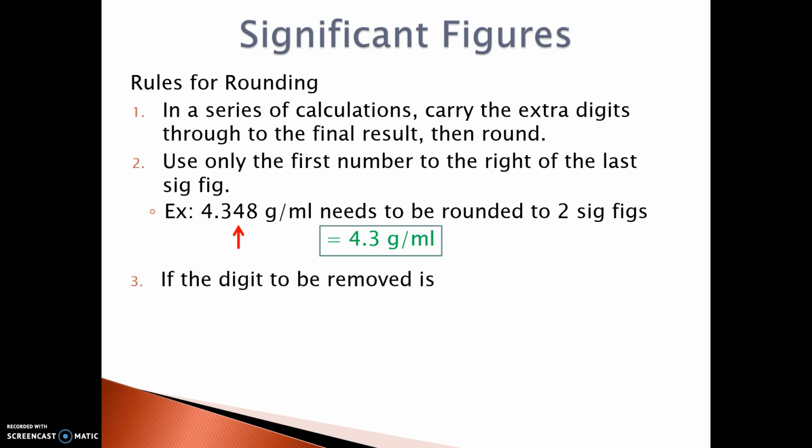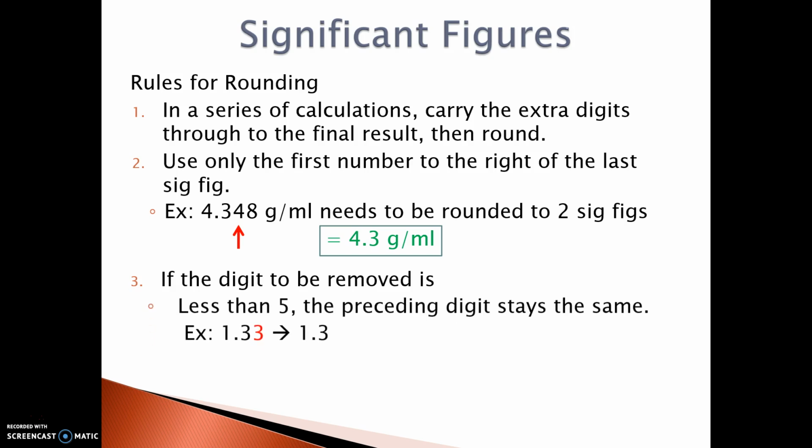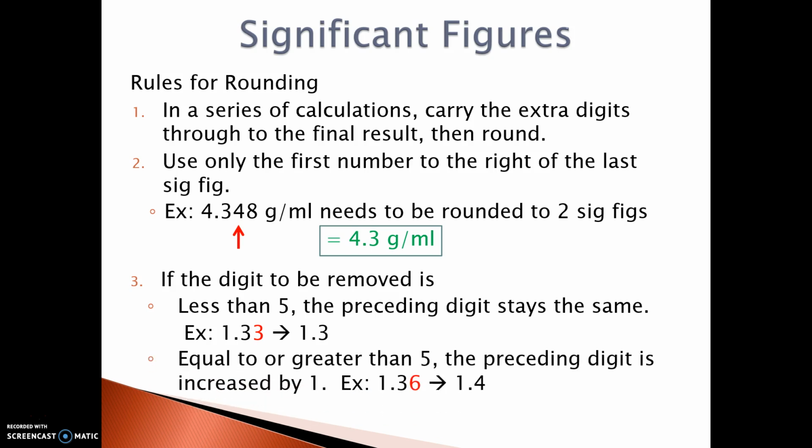So when you are rounding, if the digit to be rounded, or to be moved, is less than 5, then the preceding digit should stay the same. So if we're looking at 1.33, since that second 3 is below 5, it rounds to 1.3. If that number is equal or greater than 5, then the preceding digit should be increased by 1. So 1.36, since the 6 is greater than 5, this number would round to 1.4. Again, it's important to not round until your final answer.